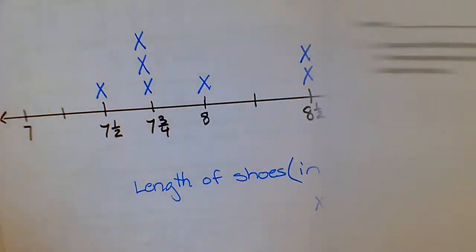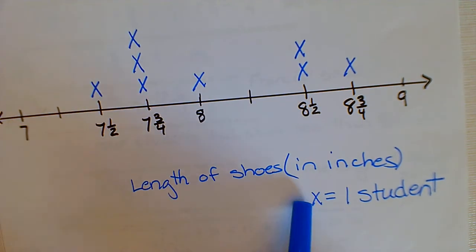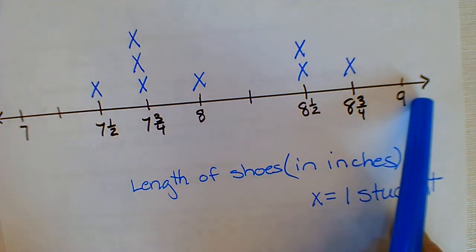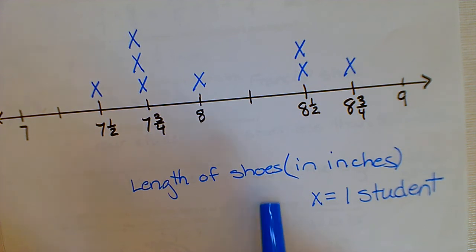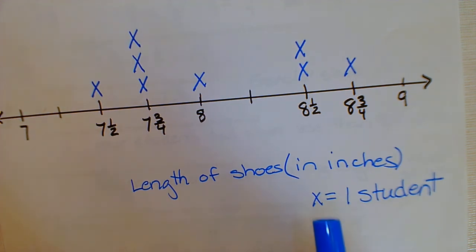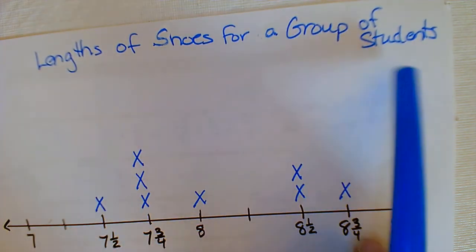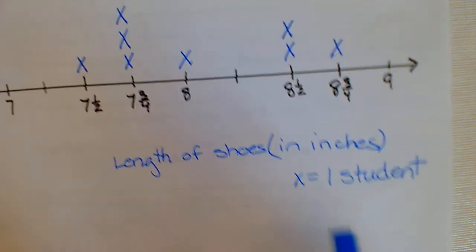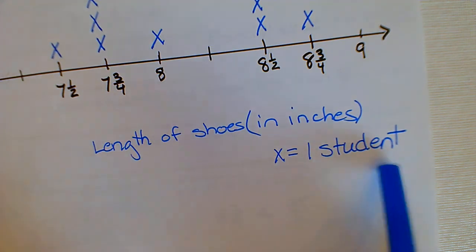After you have placed your endpoints and you have your range from smallest to largest, you want to label what's going on this line. What does this line represent? So that's where I placed length of shoes. And then I went ahead and I wrote a title, because if you don't write your title before, you're going to forget to write it after. So lengths of shoes for a group of students. And then I marked the data using X's. And I also had to show what that X represents. So we gave a little key here. X is equal to 1 student.